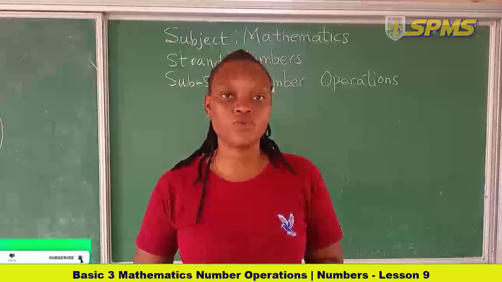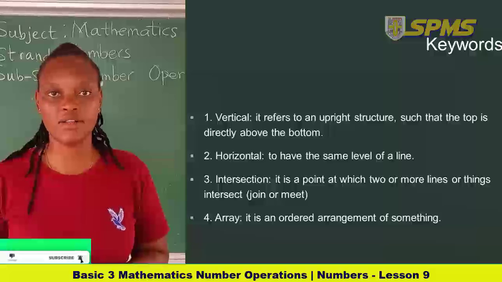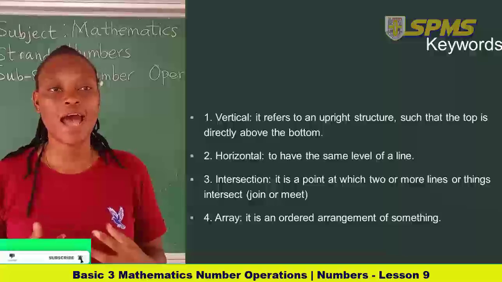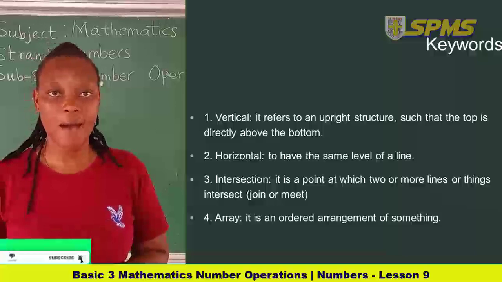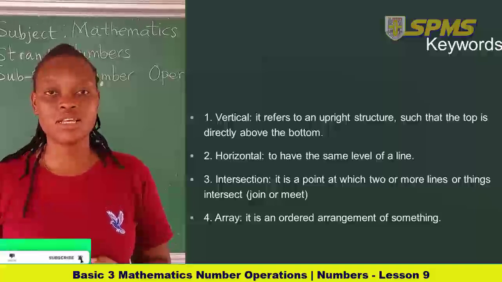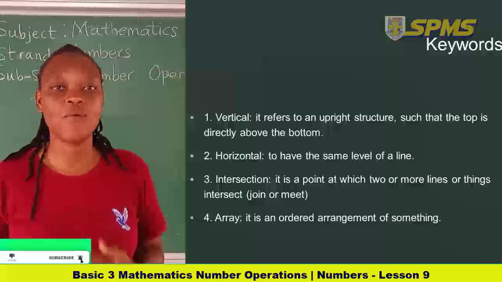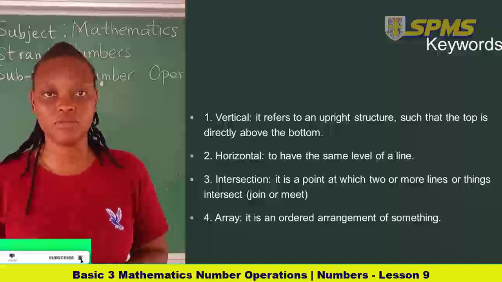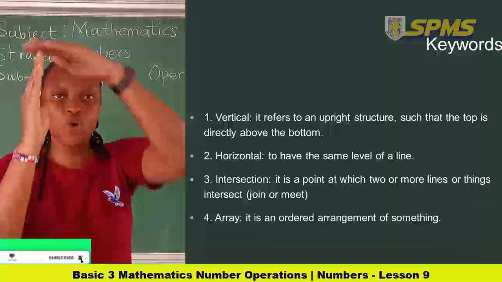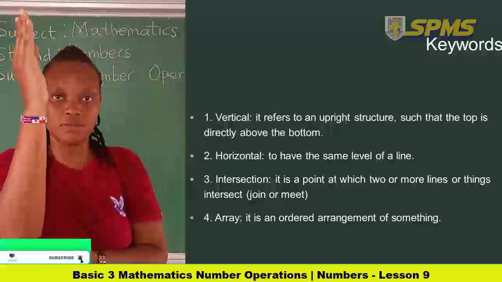Good. So we move on to our keywords. The first keyword we have is vertical. Vertical refers to an upright structure. So when something is upright, we can say that it is what? Vertical, such that the top is directly above the bottom.